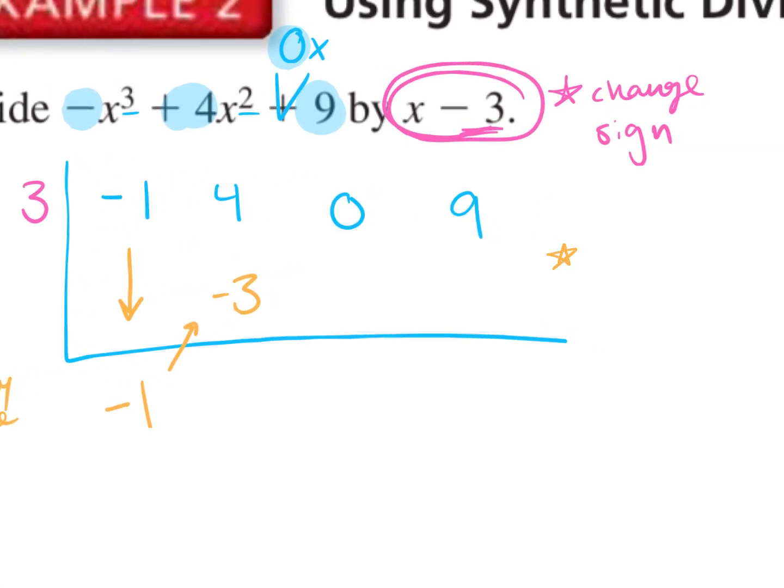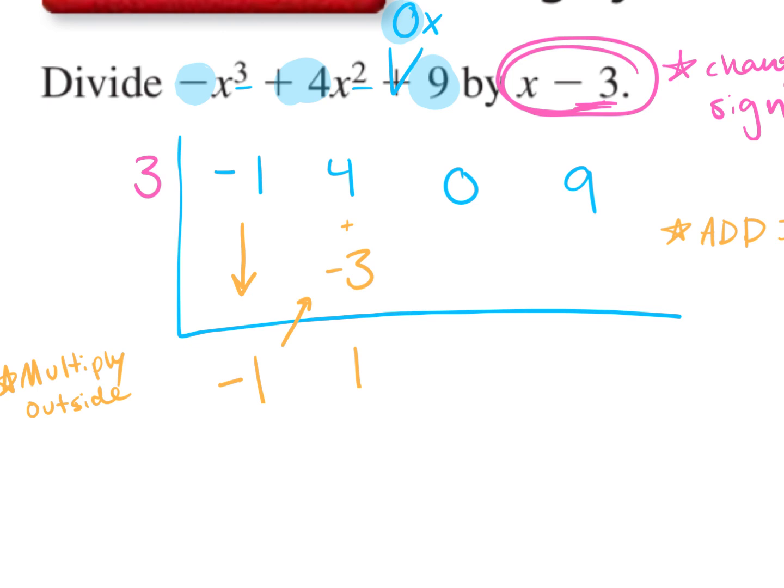Inside the box, we add. So what's 4 plus -3? 1. Write it right below. Then I do it again. Once I put a number on the outside, I multiply the outside. So now it's 1 times 3. 1 times 3 is 3. Then you bring that back down. What do I do on the inside? Add. What's 0 plus 3? 3.